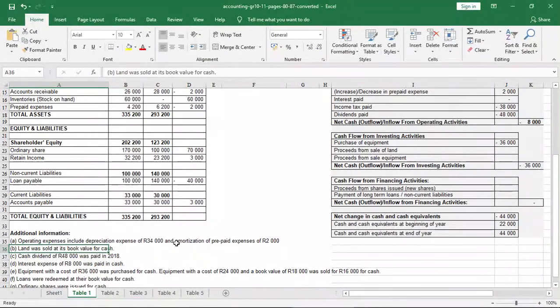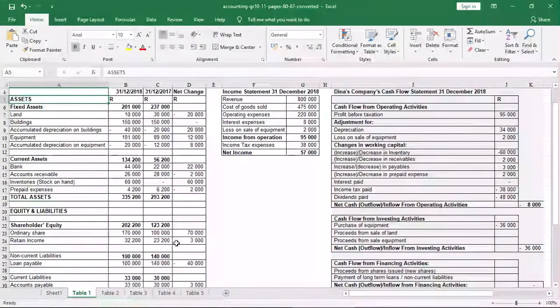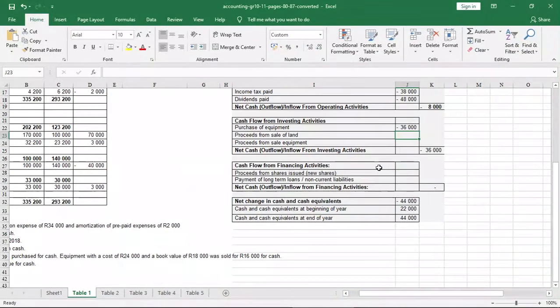We're not given the amount in the additional information, so we'll have to get it on our balance sheet. We have land there. In the previous period it was 30,000 rand, and now it's only 10,000 rand. So that means we've sold that land, and we are told in the additional information that we sold it for cash. So we put the 20,000 rand there. Remember, it's a positive because it's proceeds from the sale of land. So when we sell the land for cash, we put it as a positive.